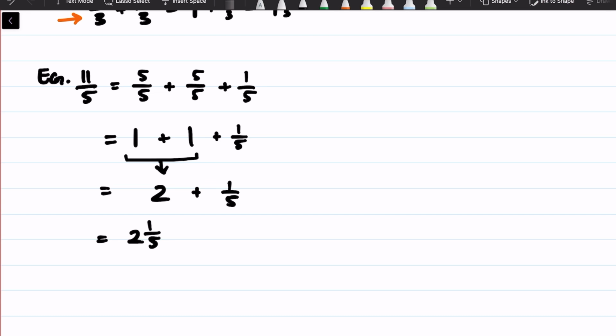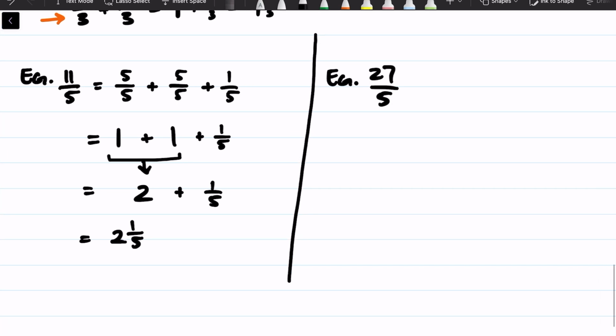All right, now that I have this example, we're going to use one more method, and this is using long division to figure this out. Because sometimes you might get a number like, let's do another example, 27 over 5. Now, if I were to do it the previous way, it would just take a while. So what I can do is turn this into a long division, which would look something like 27 divided by 5.